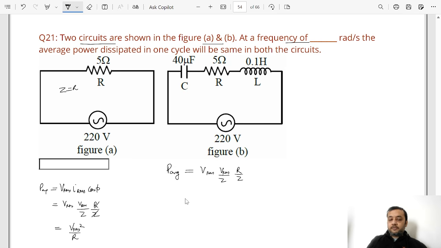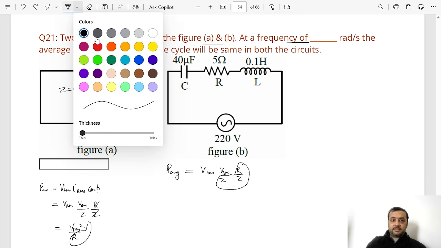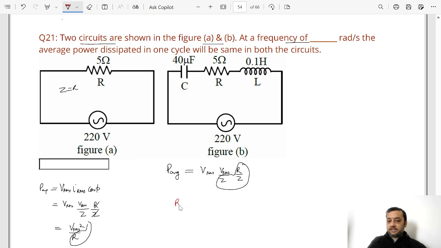Now look, if you want the same power to be dissipated, then this whole thing should be equal to 1 by R, because Vrms you can see is the same in both, 220 and 220. Hence what do we understand, that R by Z square of the second circuit should be equal to 1 by R of the first circuit. This means R should be equal to Z, which means the condition of resonance should be established because Z becomes R. Hence omega should be omega resonance, which we know is equal to 1 by root of LC. This condition should be established.